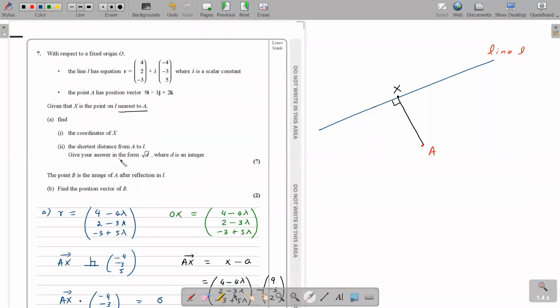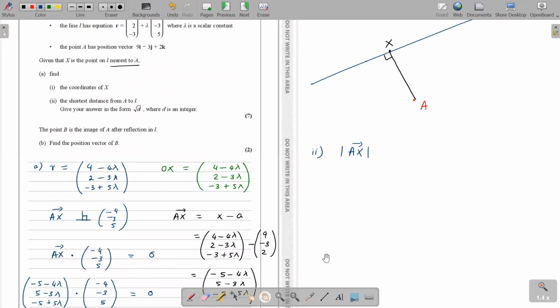Problem number 2, the shortest distance from A to L. Give your answer in the form root D, where D is an integer. So what's the shortest distance? We found that from A, the point X is the closest on line L to this point A, which means the shortest distance is AX, isn't it? You already found the AX vector, right? So get the modulus of the AX vector. When you take the modulus of a vector, you get the distance between those 2 points. So AX is the shortest distance from A to L.